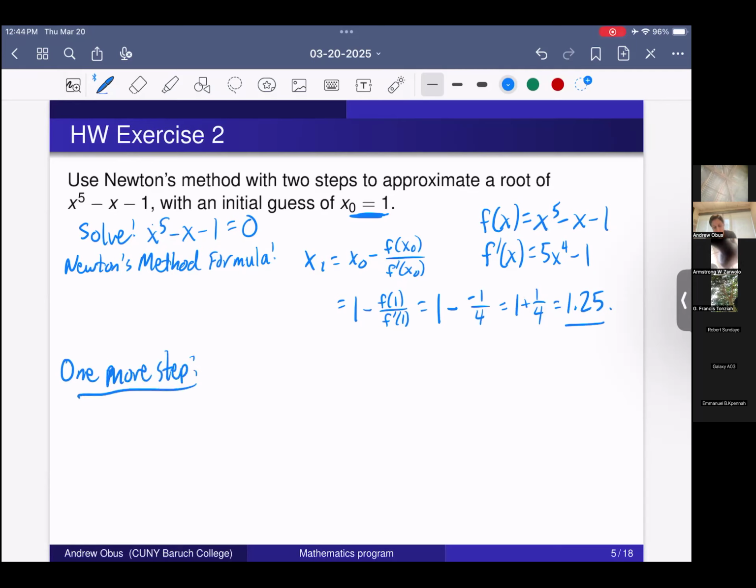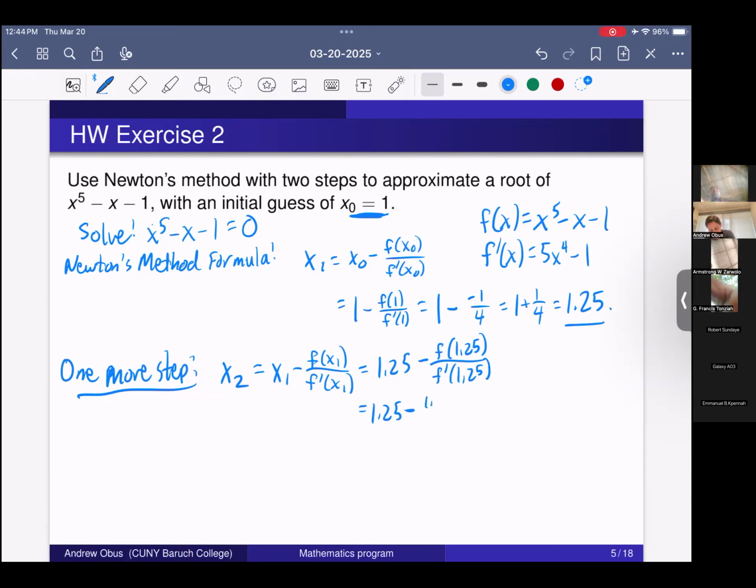Okay. So now we'll do one more step. We have that x2 by the formula is x1 minus f of x1 divided by f prime of x1. So what is this? This is 1.25 minus f of 1.25 divided by f prime of 1.25, which is equal to 1.25 minus, so what is that? That's 1.25 to the fifth minus 1.25 minus 1 divided by 5 times 1.25 to the fourth minus 1.